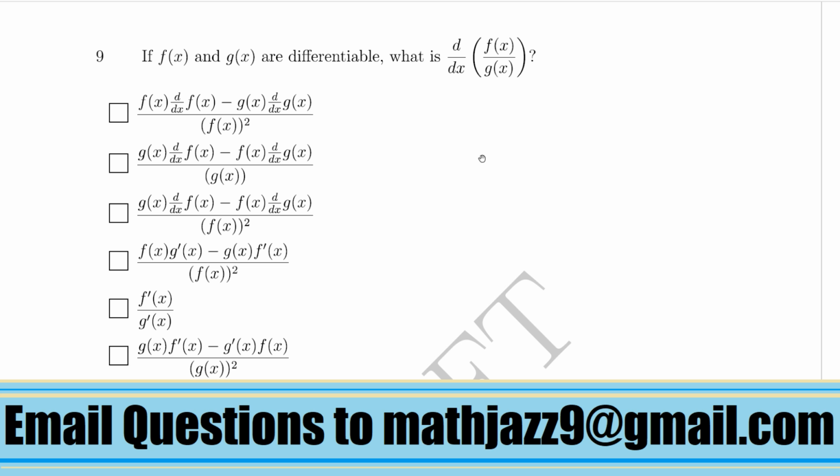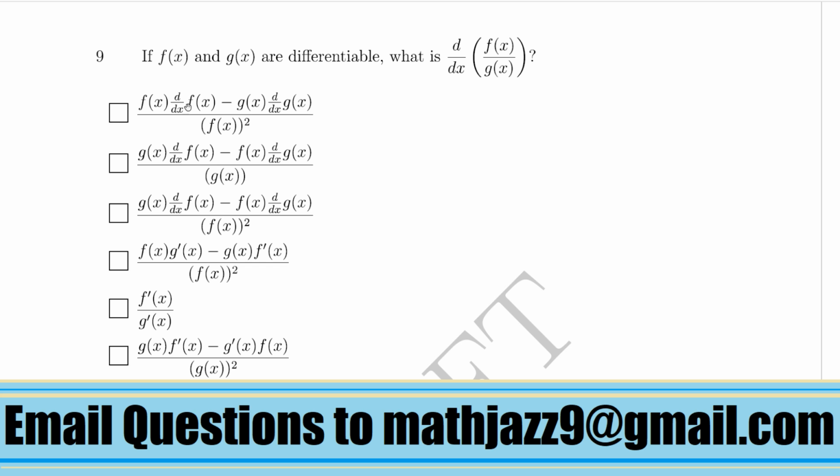Here we go. This looks kind of scary, but it's just the quotient rule. So if we remember, the quotient rule is the denominator times the derivative of the numerator, so g(x) d/dx of f(x), so far so good, minus the numerator times the derivative of the denominator, that looks good too, all over the square of the denominator. Oh look, that's bad. Okay, let's find a new one.